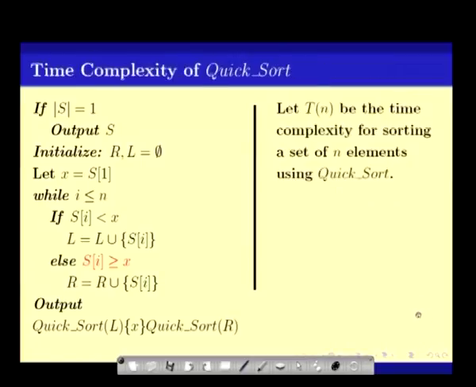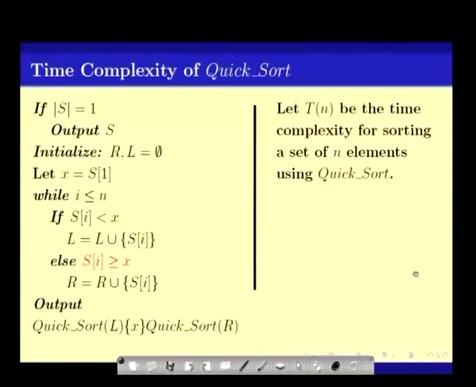Now, we come back to the time complexity of this algorithm. So, let T(n) be the time complexity for sorting a set of n elements. This technique that I am going to show now is a very typical technique used in algorithms, and it is called recursion. So, let T(n) be this time complexity for sorting these n elements.